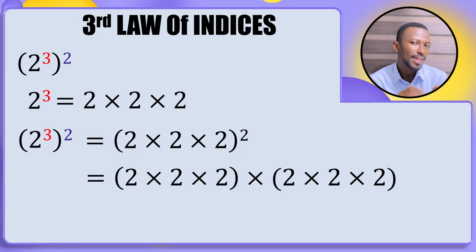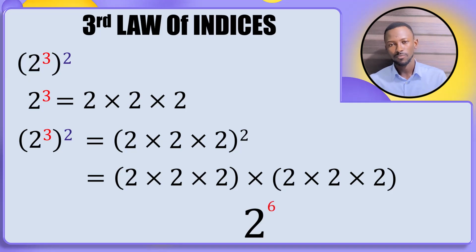So 2 times 2 times 2 times 2 times 2 times 2. That's what it means. Good, I think we are making progress. Now, by applying the simple idea we got from the first law of indices, you see we have the same base: 2 times 2 times 2 times 2 times 2 times 2, 6 times. So the common factor here is 2. How many times does it appear? It appears 6 times. I think that's clear, right?